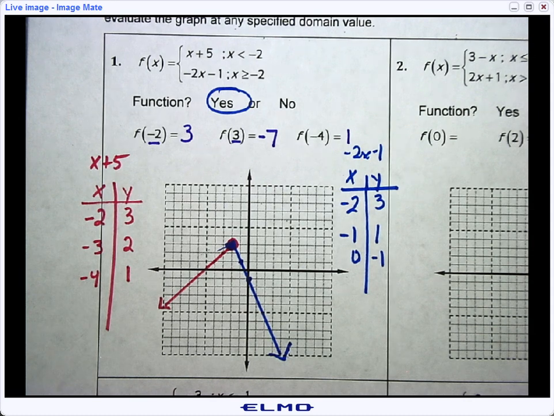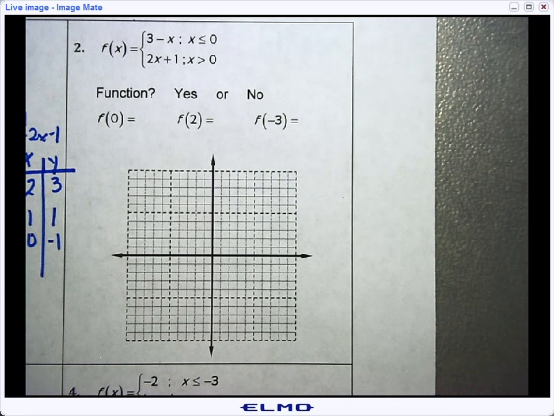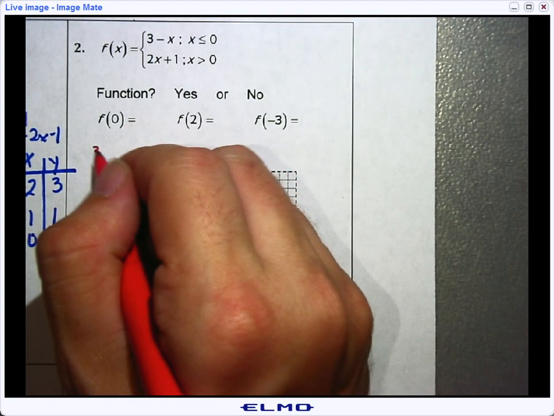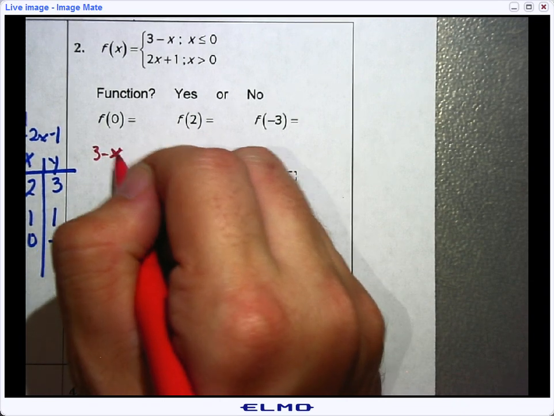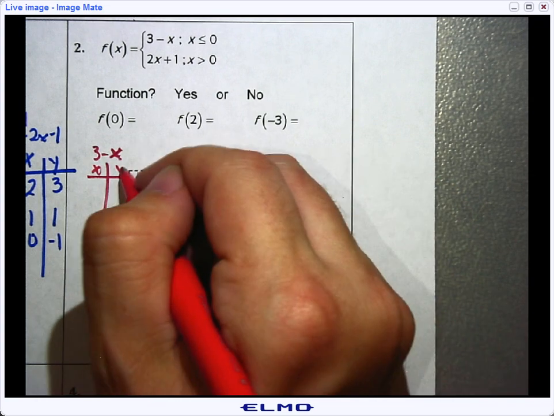All right, number 2. So once again, I've got two different functions, so I'm going to create two different charts. So for the first one, let's just do the 3 minus x. So 3 minus x. Get some values for x and y.